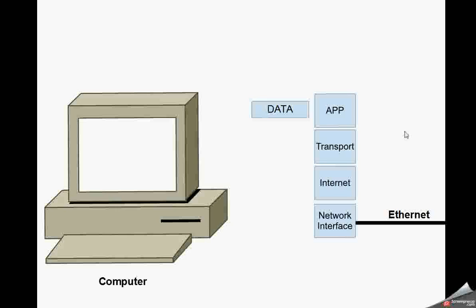So this is a computer, and this computer has a TCP/IP protocol stack, and it's connected to an Ethernet network. The four layers that you see, starting from the network interface layer, which connects to your physical wire on Ethernet, and internet, transport, and application. These are the four layers of the TCP/IP protocol suite.